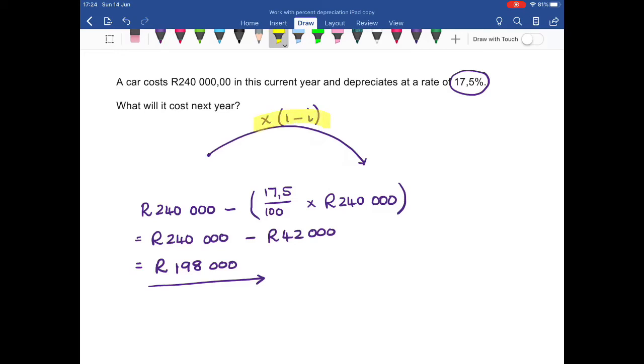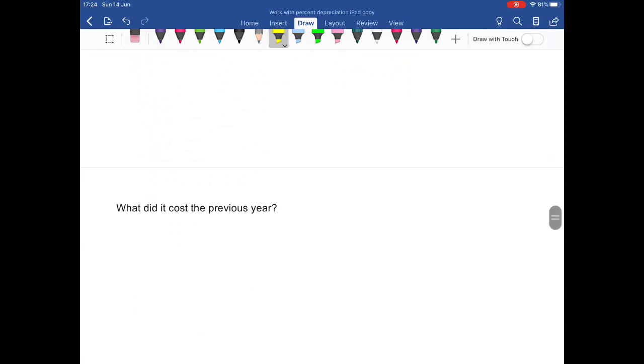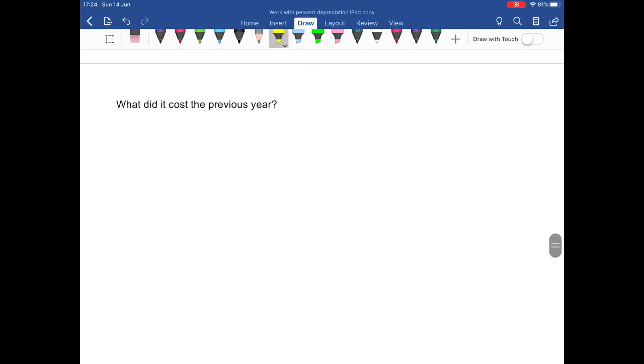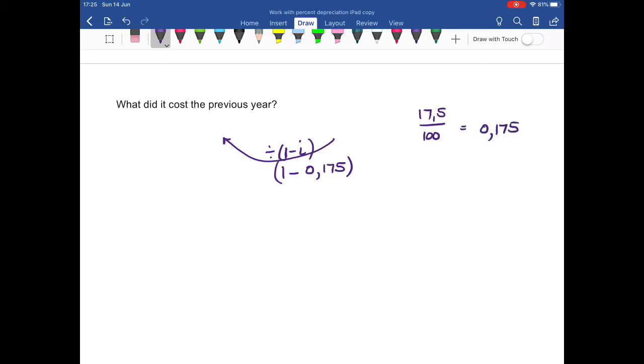We're going to use this fact to work out what the car was valued at the previous year. We're still going to use 17.5%. So remember, when I work this way, I'm going to divide by 1 minus i. So I'm going to divide by 1 minus 0.175, because remember, 17.5% as a decimal is 0.175. So I'm still working with the 240,000.